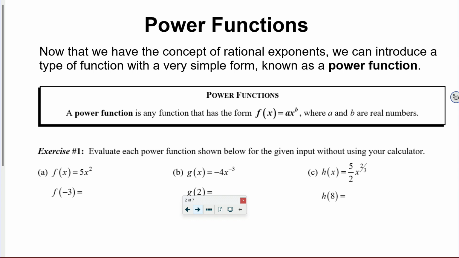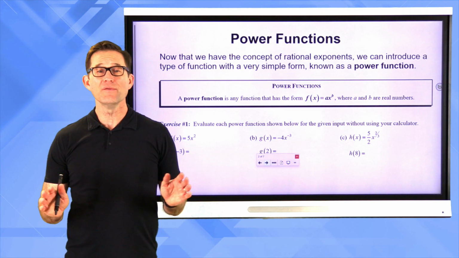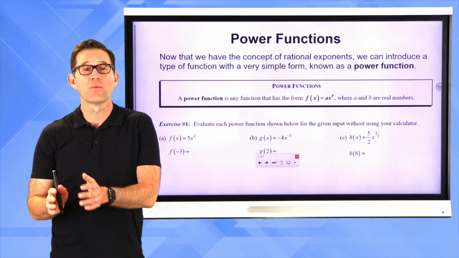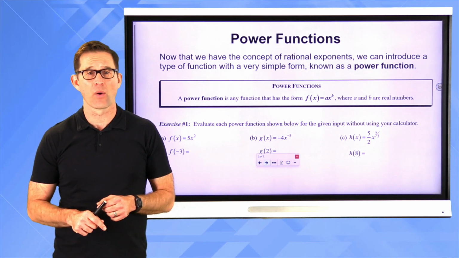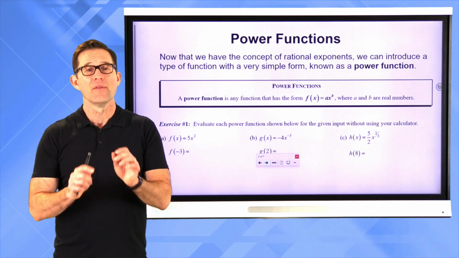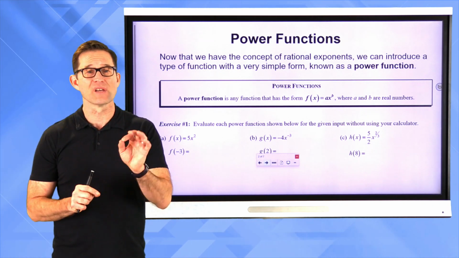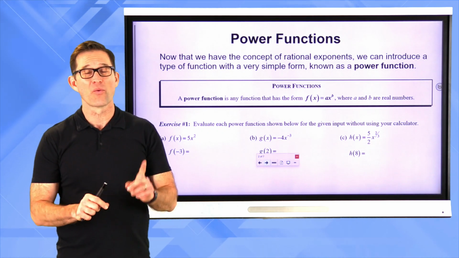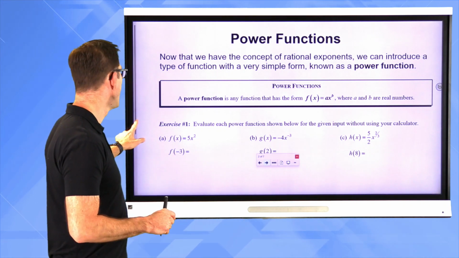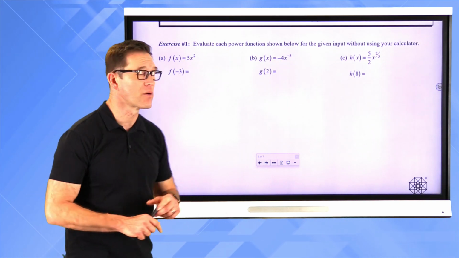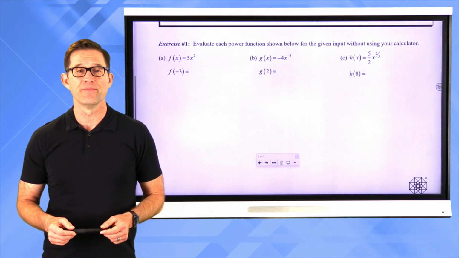A power function is any function that has the form f of x equals a times x to the b, where a and b are real numbers. You've seen power functions. Even something like y equals x is a power function. Y equals 7 times x squared is a power function, right? Any function that can be written in the form of y equals a number times a variable raised to another number is a power function. So let's jump into exercise 1 and take a look at a variety of different power functions and also evaluate them.